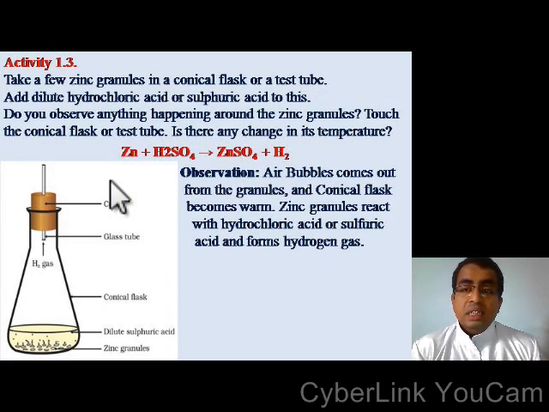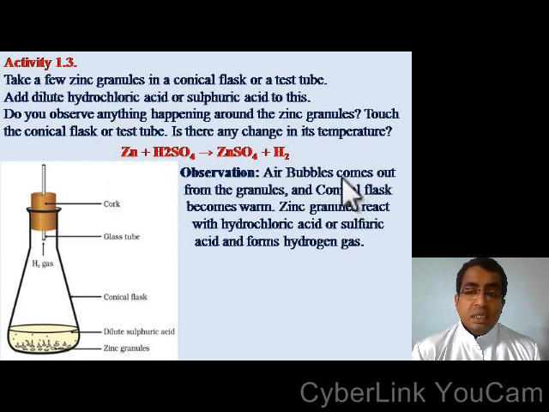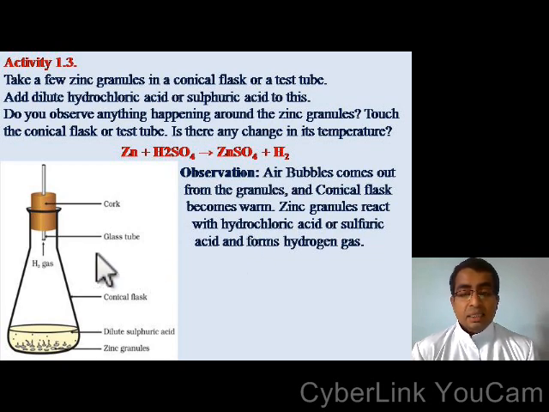Second activity, take a few zinc granules in a conical flask or a test tube. Add dilute hydrochloric acid or sulfuric acid to this test tube. Do you observe anything happening around the zinc granules? Touch the conical flask or test tube. Is there any change in its temperature? See, zinc granules and dilute hydrochloric acid react with each other and air bubbles come out around the granules and the conical flask becomes warm. Zinc granules react with the hydrochloric acid or sulfuric acid and form hydrogen gas.